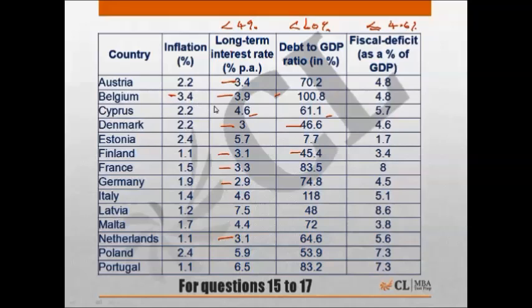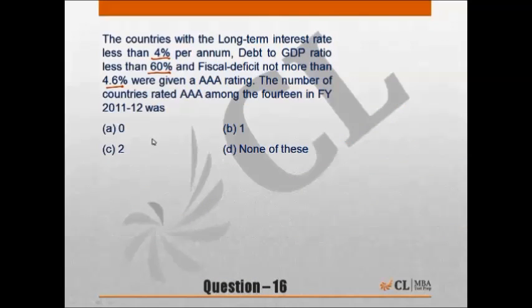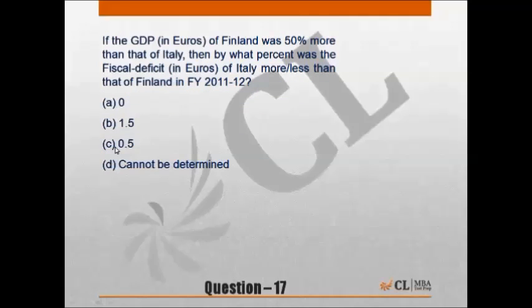So only two countries qualify the first two criteria. And obviously for the third criterion, I need to check only Denmark and Finland. This is fine because it says less than or equal to. This is fine. So the answer should be 2. Only two countries satisfy the conditions given. Choice C. Next question. If GDP of Finland was 50% more than that of Italy, then by what percent was the fiscal deficit of Italy more or less than that of Finland in 2011?